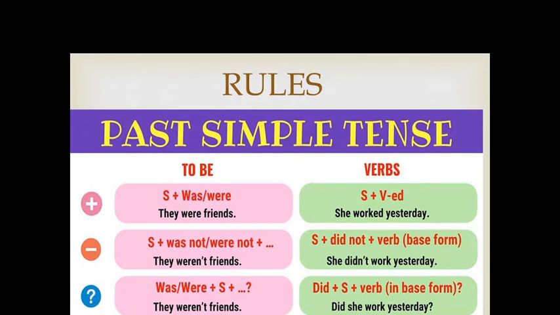When you change it into negative, write did, then not. Did not. But after that the main past verb will be changed into present verb. For example, she did not work. We cannot write not worked. Okay, we write she did not work.